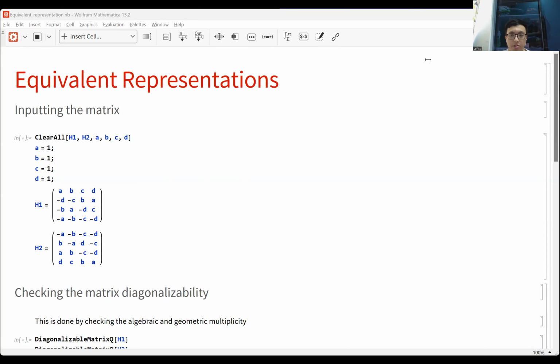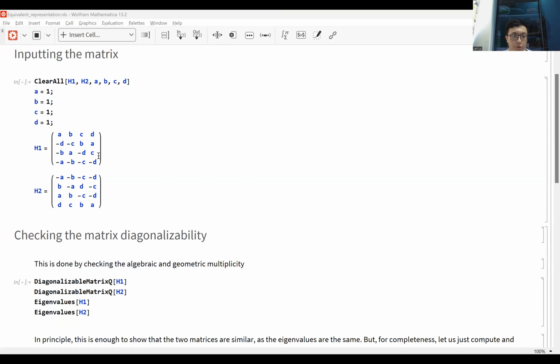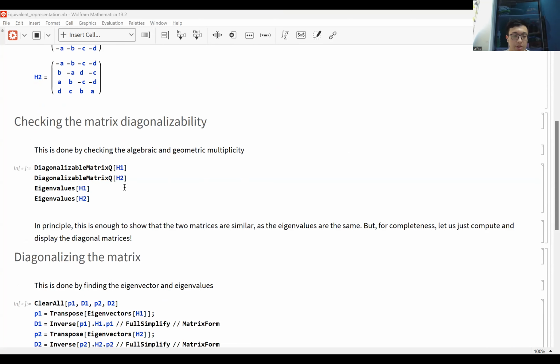So now that I've shared my screen, we can see this. I've written a Mathematica script to show the equivalent representations. I've written the two different representations here, H1 and H2. We want to show that they're equivalent. So what we're going to do is first check whether the matrices are diagonalizable. So let us do that.